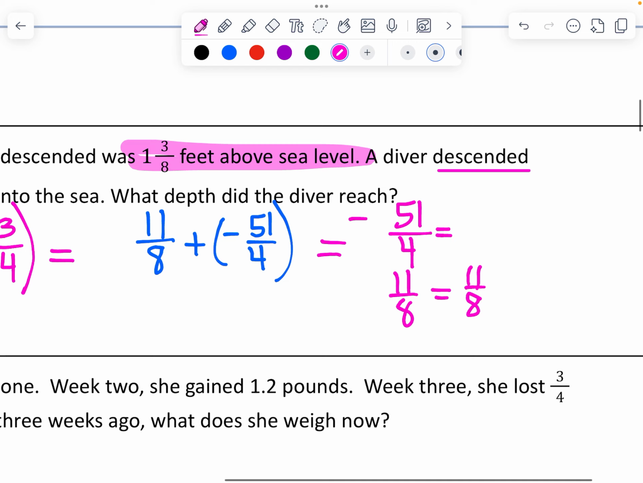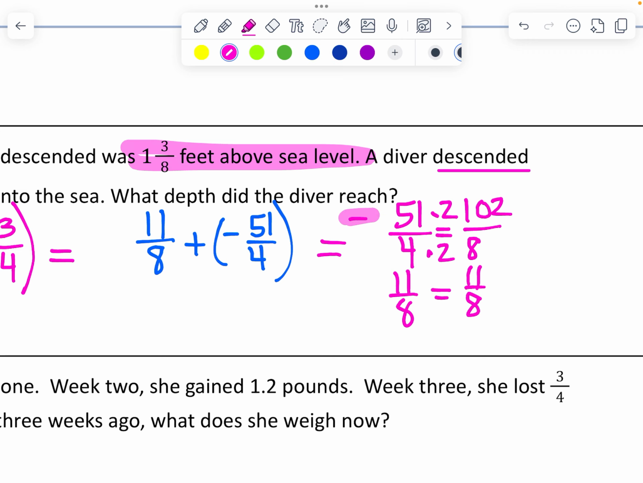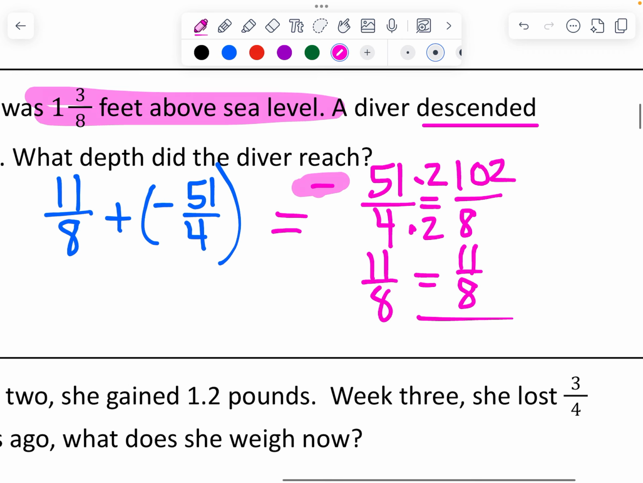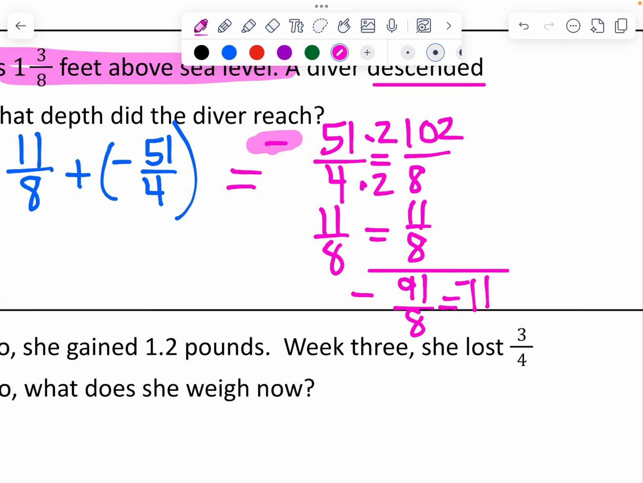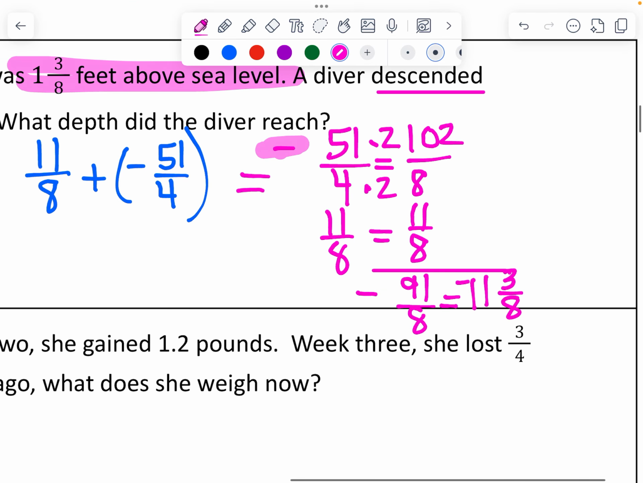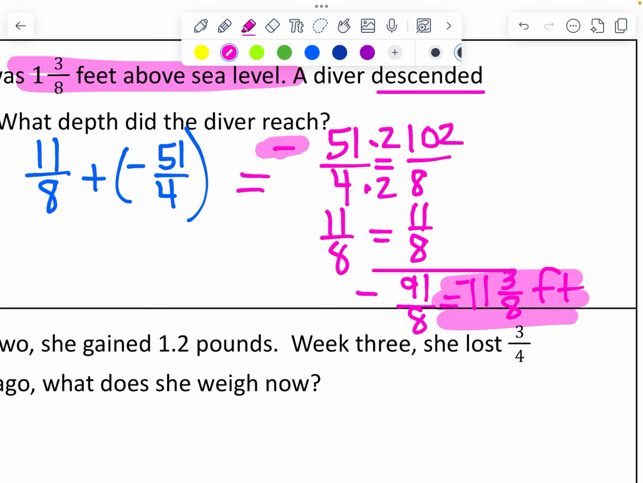So that stays the same. That goes times 2. 51 times 2 is 102. So now remember I have one of each sign. Don't forget this little negative there. So when I subtract, I get 91/8. It's a negative. 8 goes into 91 11 times. That's 88. So there's 3/8 left over. So the diver is at negative 11 3/8 feet.